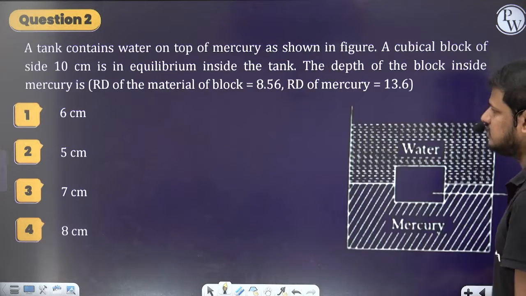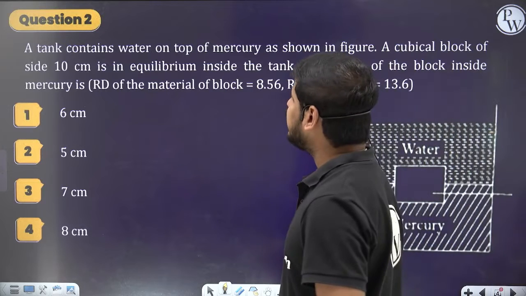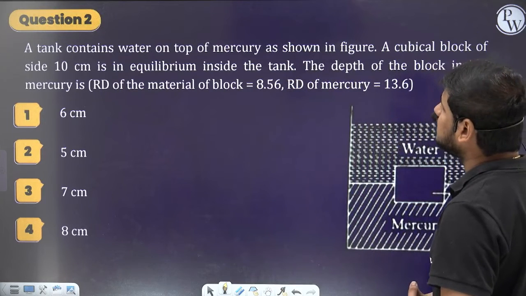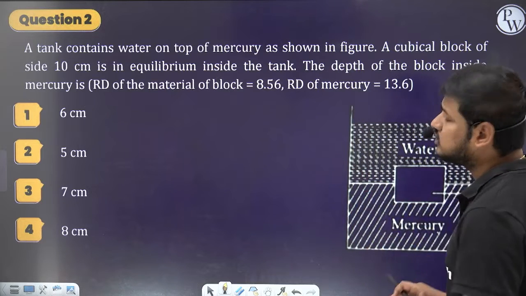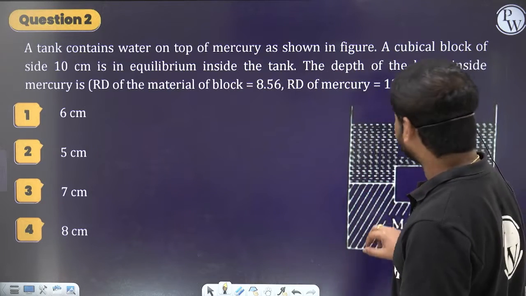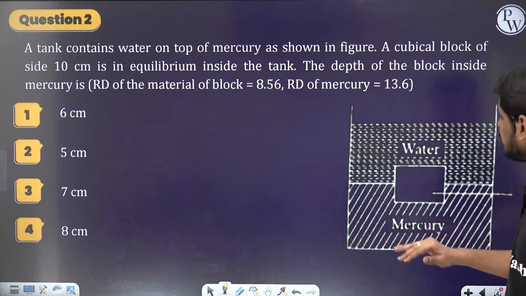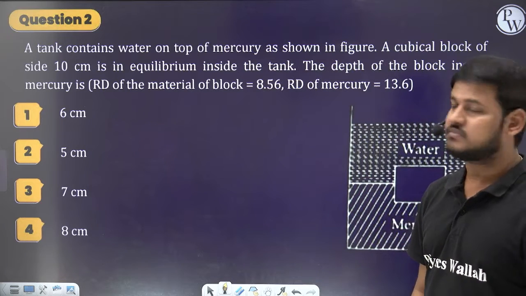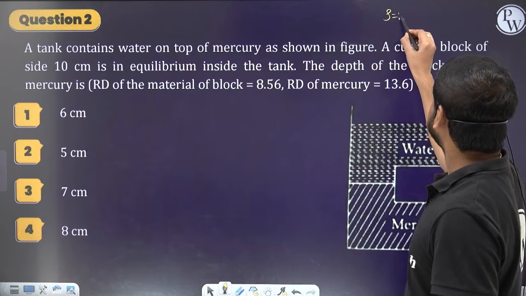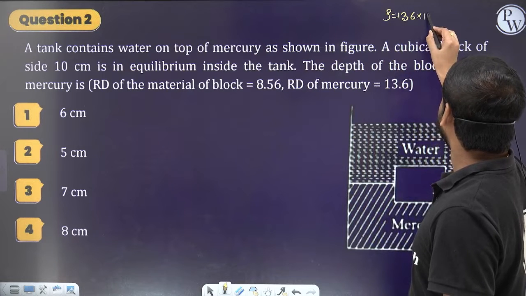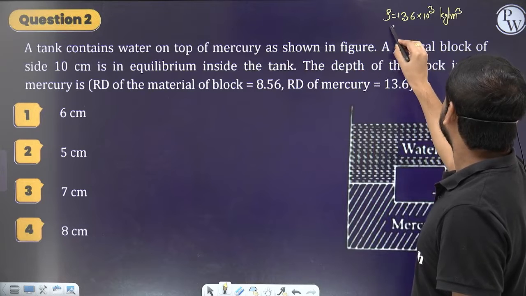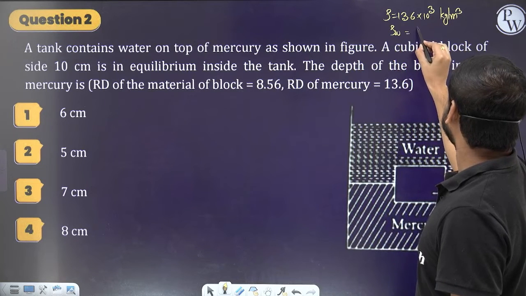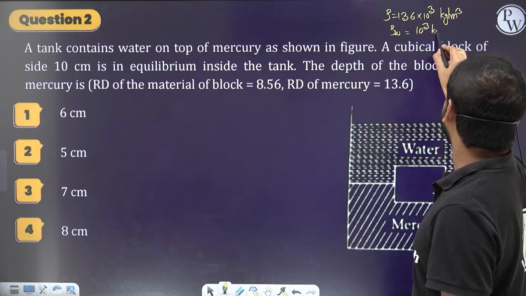So let's move on to the next question. A tank contains water on top of mercury. So here this is the tank, and there are two liquids. One is mercury at the bottom because its density is high. You remember the density of mercury, right? It is 13.6 into 10 to the power 3 kg per meter cube, whereas water has a density of 10 to the power 3 kg per meter cube.